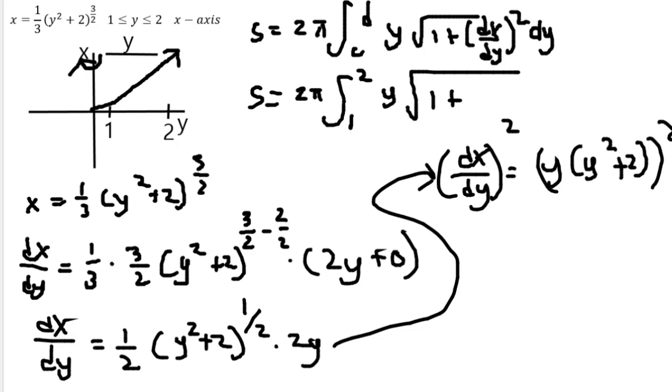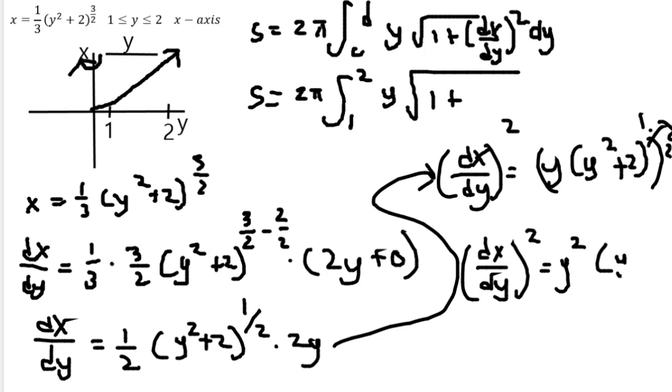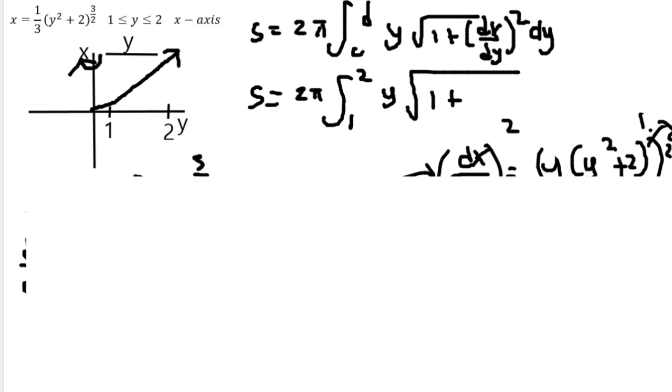But we're going to take it squared. We're going to raise both sides of the equation to the second power, leaving us with y squared times (y squared plus 2), where we can cancel the 2 here. Okay, now we can just distribute y squared. So that's y raised to the fourth plus 2y squared.